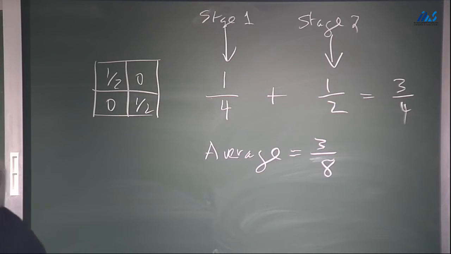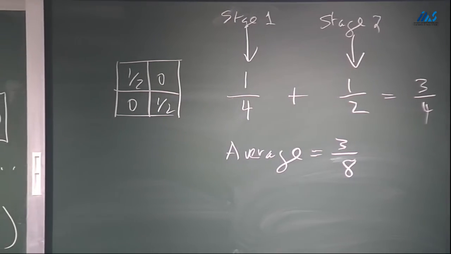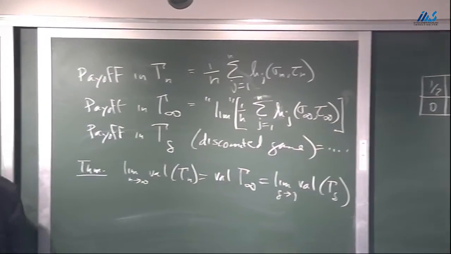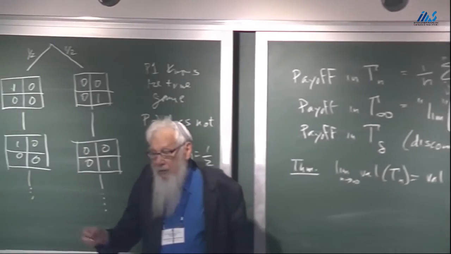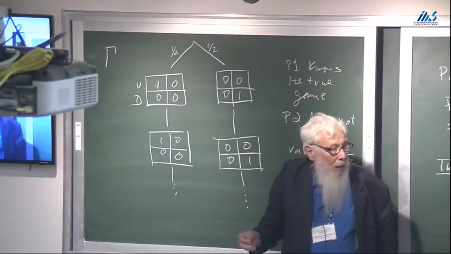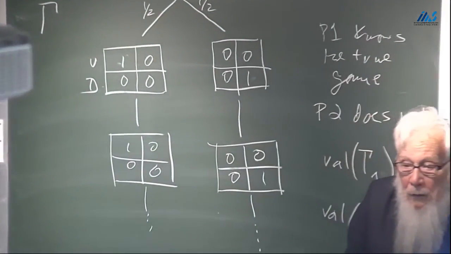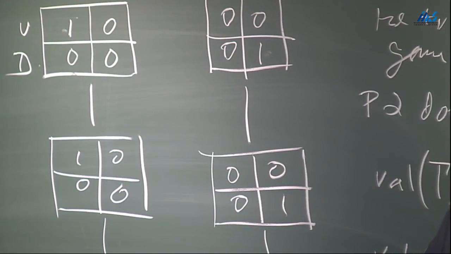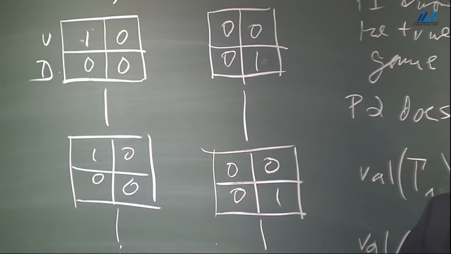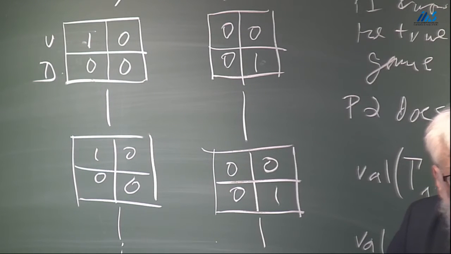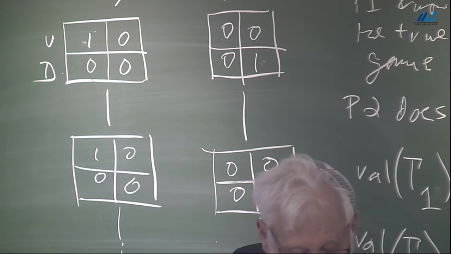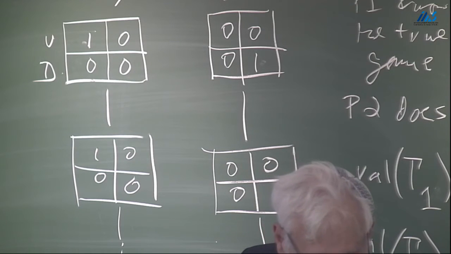Is there any advantage? Player 1 seems to have an advantage in the long game, because he has information, and player 2 does not have information. So to what extent can he make use of this information? What can he gain in the infinite stage game?